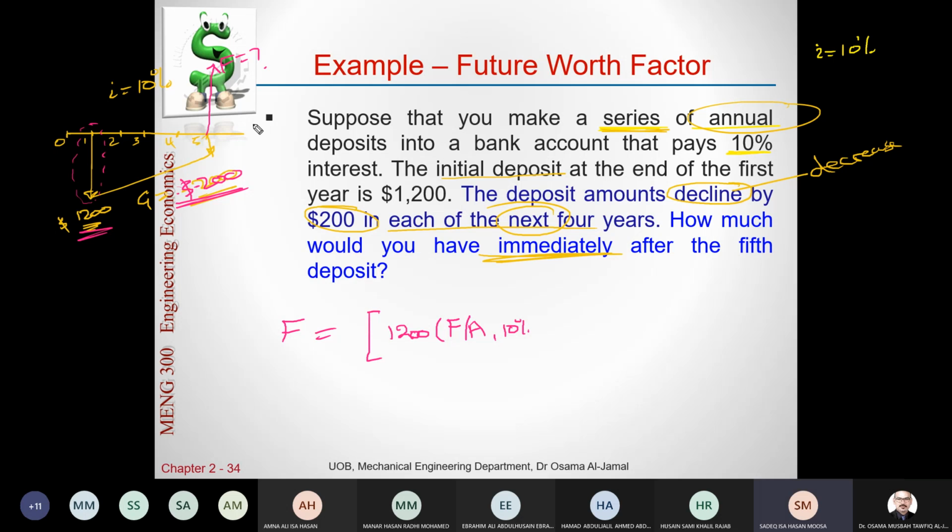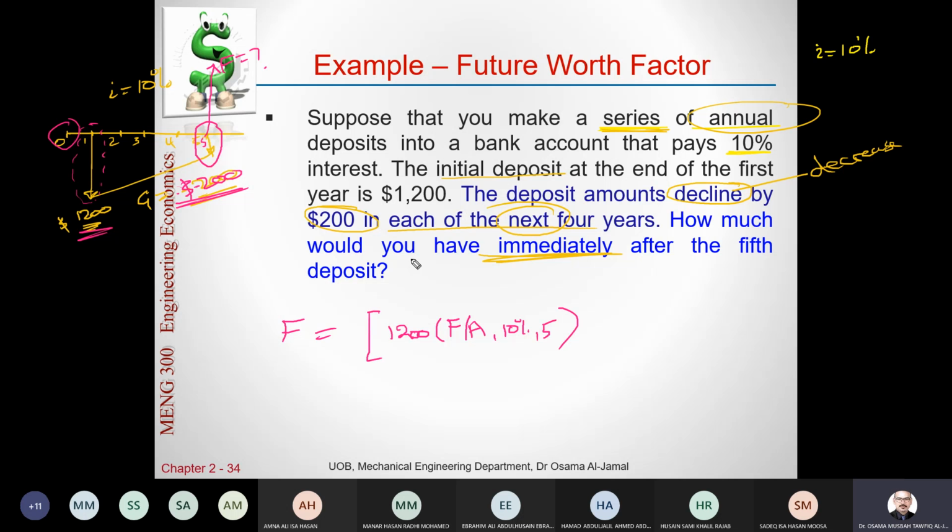5. Actually, it's 5 minus 1 to the left. So it's 5 periods. It's decreasing.